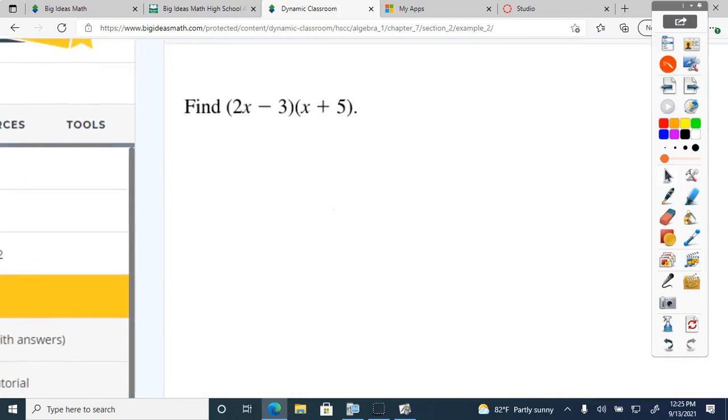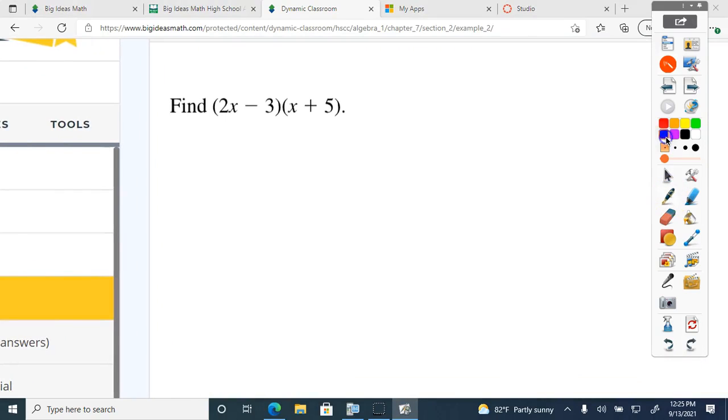This time, we're going to use what's called FOIL. FOIL stands for: first, outer, inner, and last. That's the only thing I... Y'all remember doing that? And what does that mean?